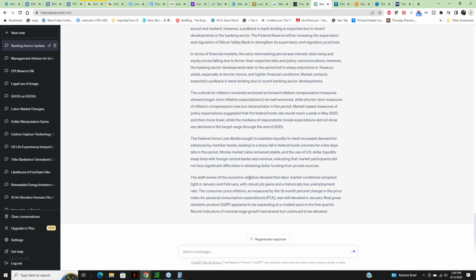The staff review of the economic situation showed the labor market remained tight, which we just said, with robust gains, historically low unemployment, and consumer price inflation as measured was still elevated in January. Real GDP appeared to be expanding at a modest pace in the first quarter, with recent indications of wages.